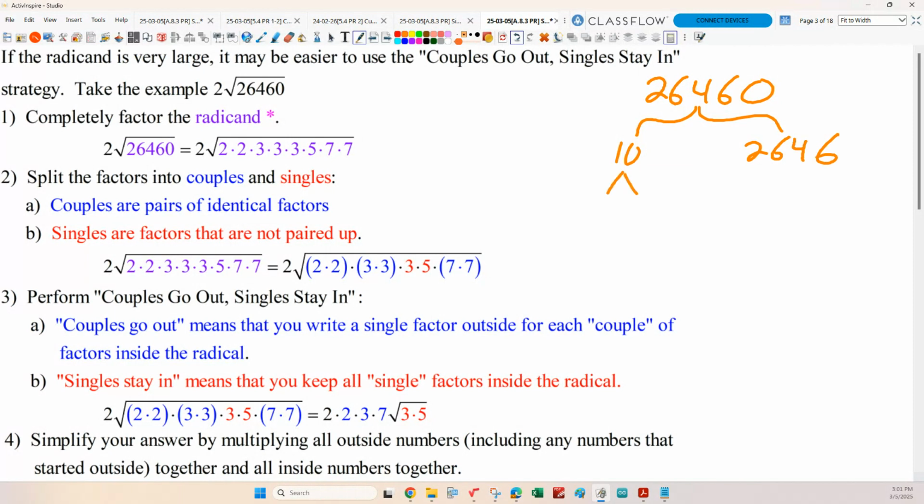2,646. 10 splits into 2 and 5. And those are prime, so I can circle them. So I'll circle those. They're done. Those branches are done.